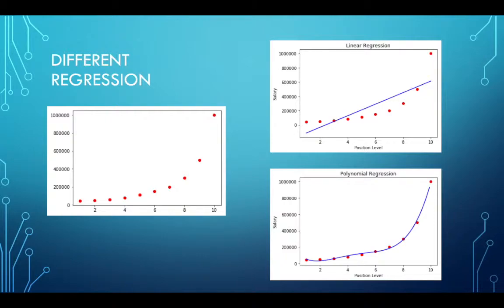If we use polynomial regression to predict, we can see at the right bottom corner that the blue line will hit almost all the red dots. This means the polynomial regression has a much better fit for this data set.